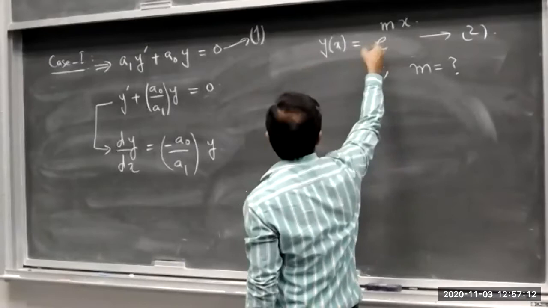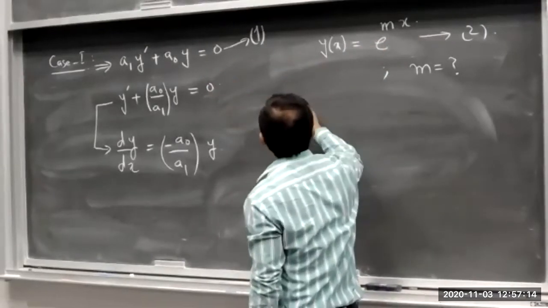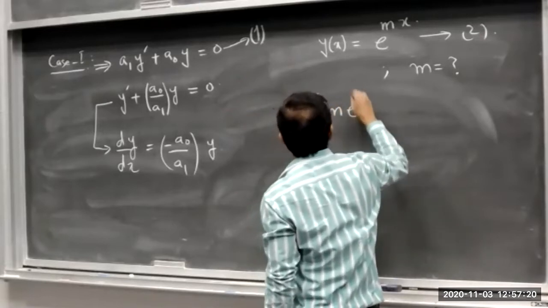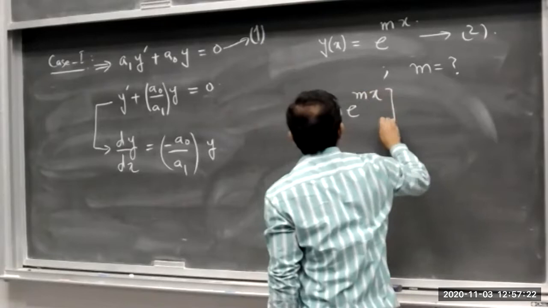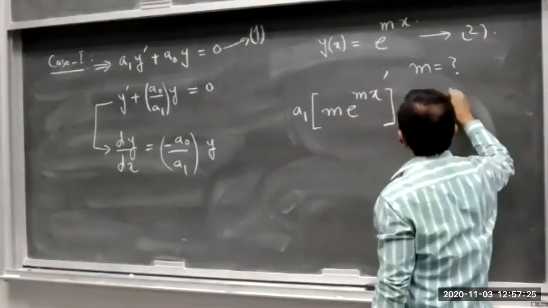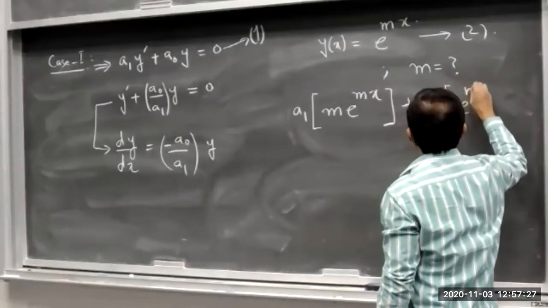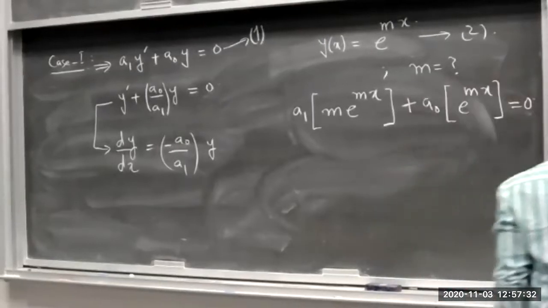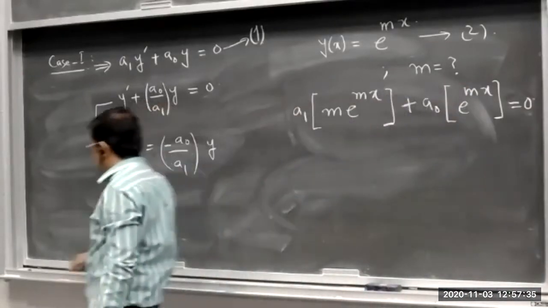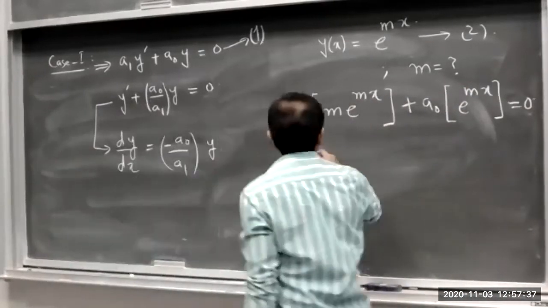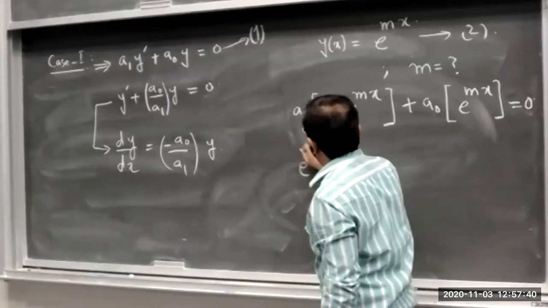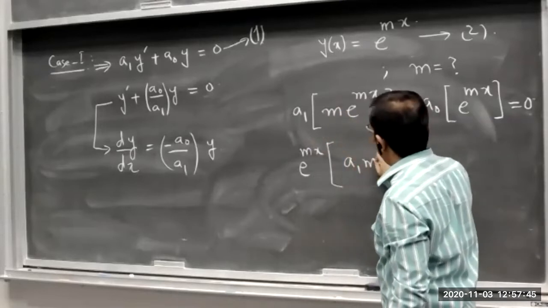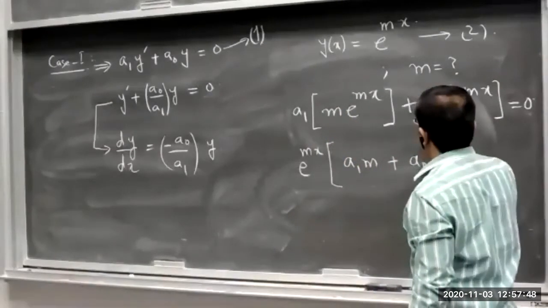Substituting the value of y into equation 1, what do we get here? a1 times y dash, where y dash is m times e raised to the power mx, plus a naught, where the value of y is e raised to the power mx. Now, by simplifying this, take e raised to the power mx common. Inside, we get a1 m plus a naught equal to 0.